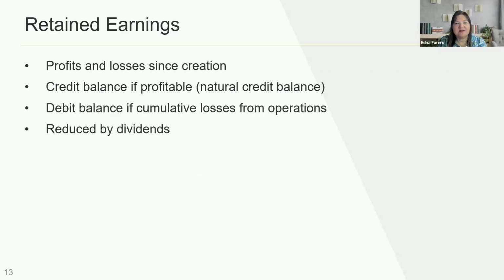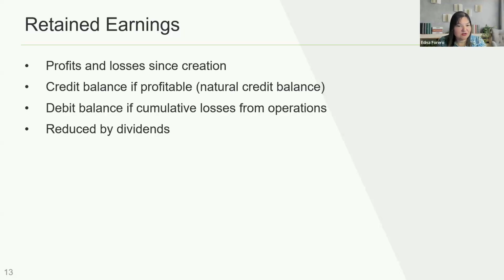All right, so now we've got to talk a little bit about retained earnings. And many of our companies will keep those earnings to help not only keep cash in the account available to purchase other items, but also to make sure that they're able to have funds to use for their operations. So retained earnings can be profits and losses since the creation of the partnership. It may also be credit balance if it's profitable.